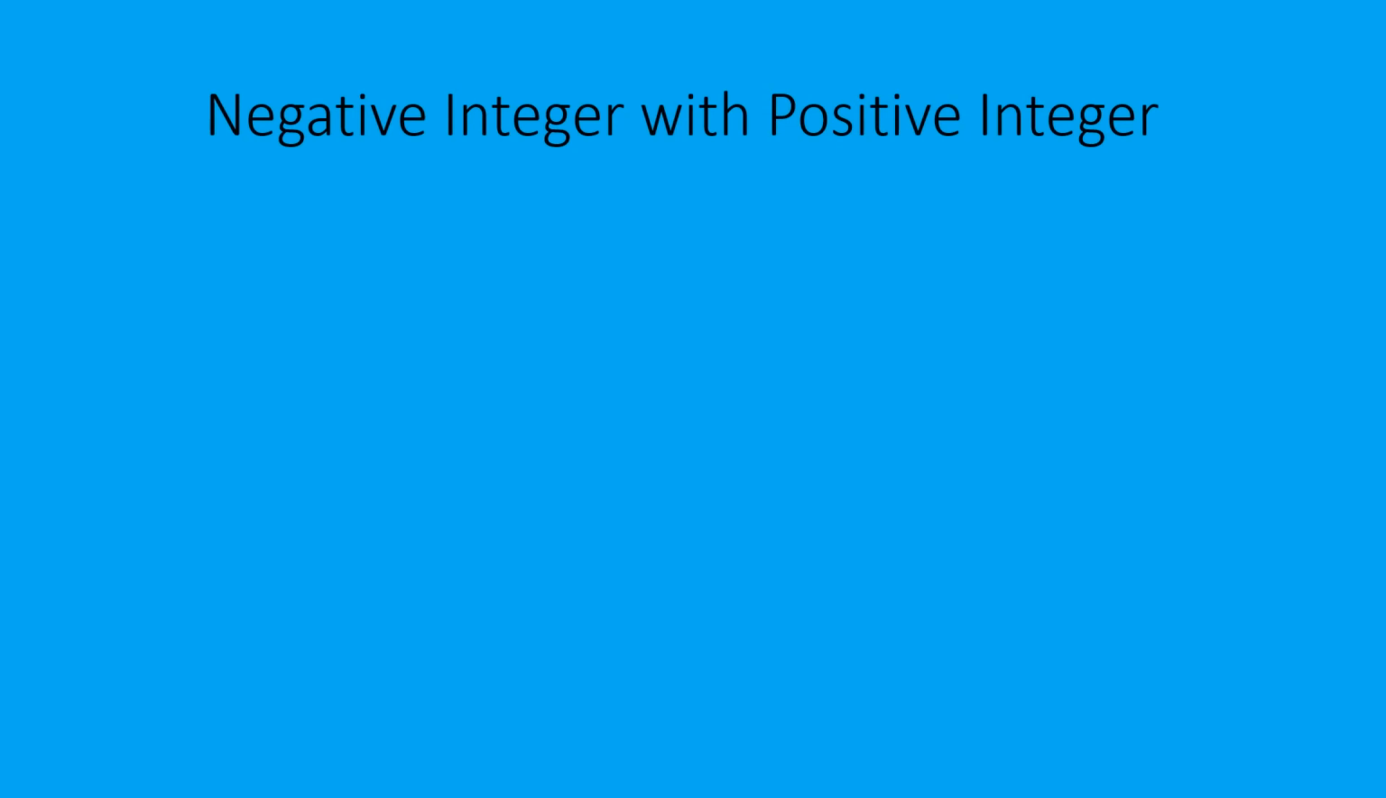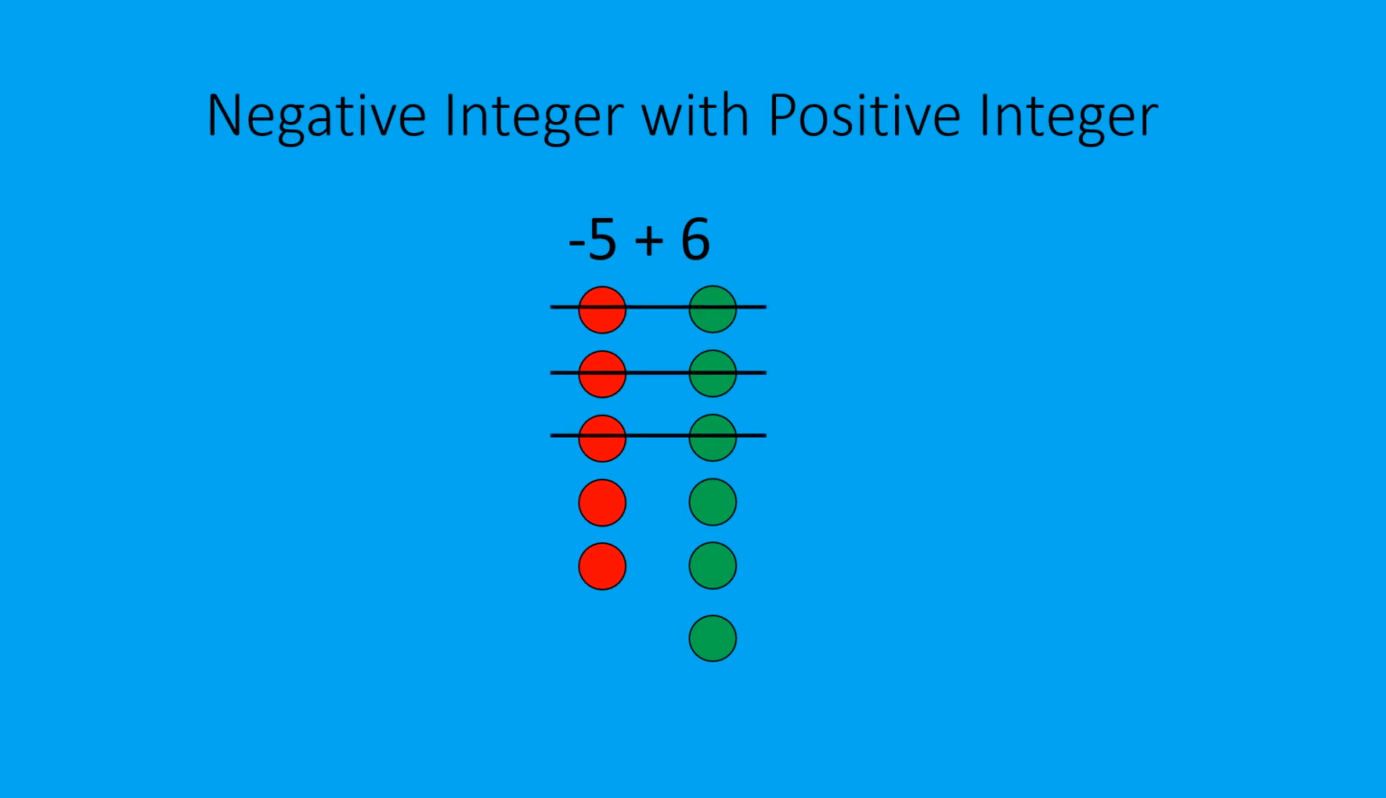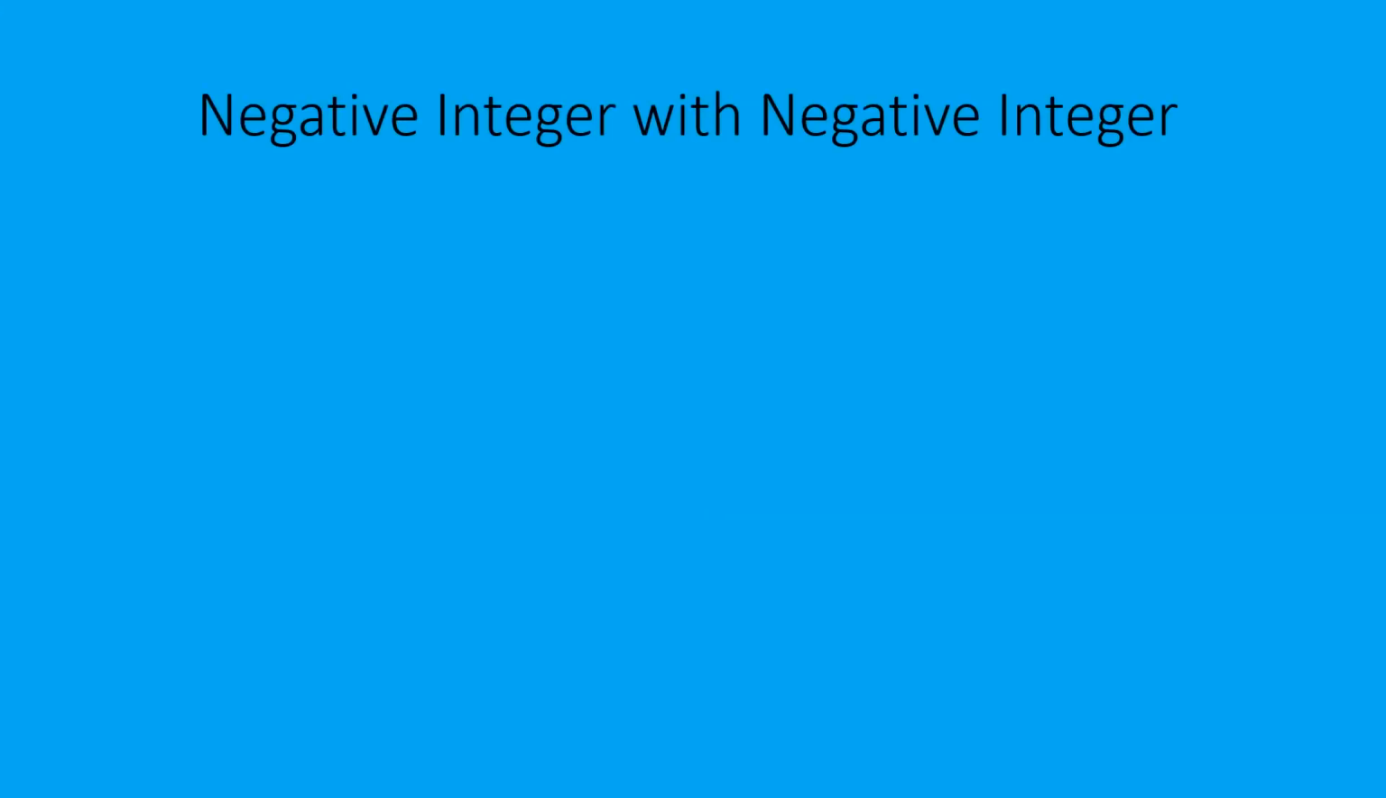Let's go to the next example, wherein a negative integer is added to a positive integer. So in this case, I have taken negative 5, which is to be added with positive 6. Again, to represent my negative numbers, I have taken red balls, and to represent my positive numbers, I have taken green balls. And I am going to pair off the red and green and cancel them out. So you can see that I am left with just one green ball, which gives me an answer of positive 1.